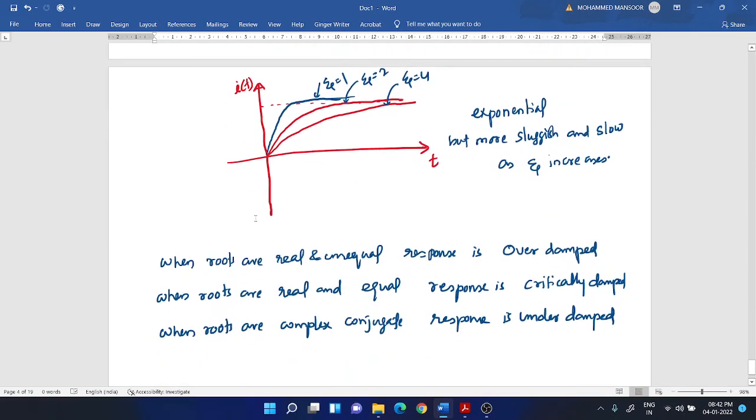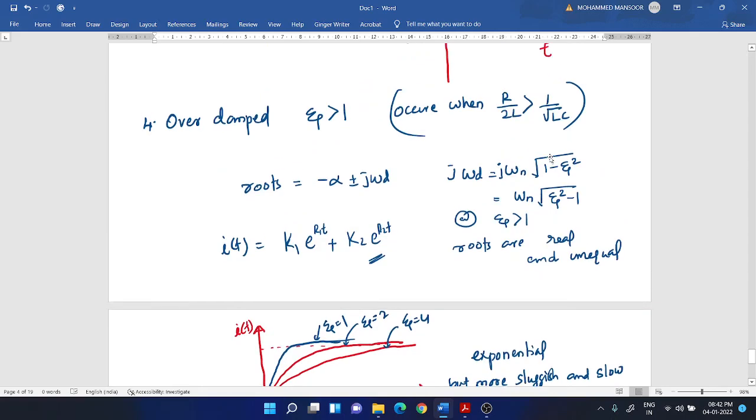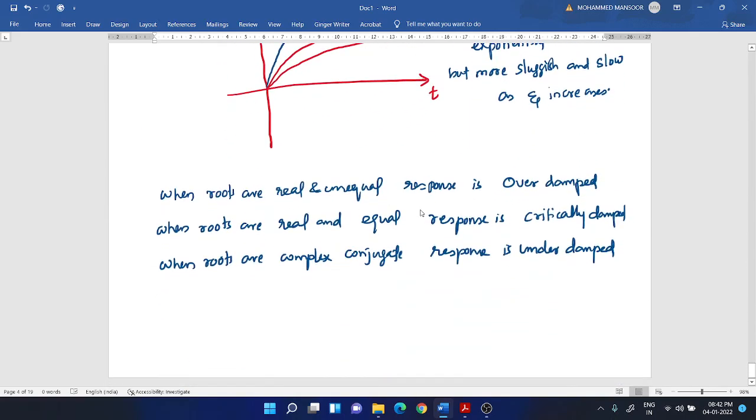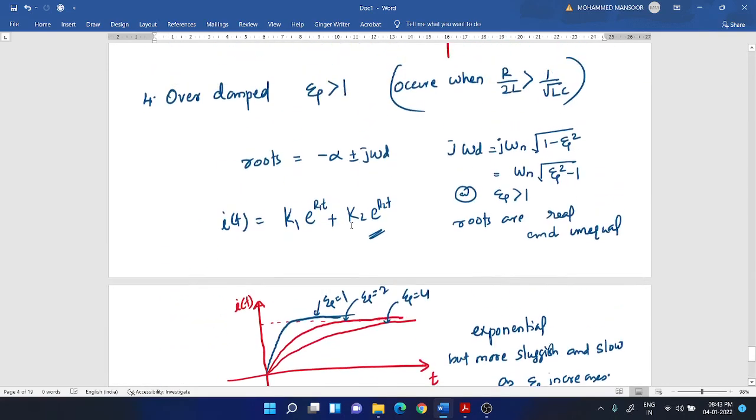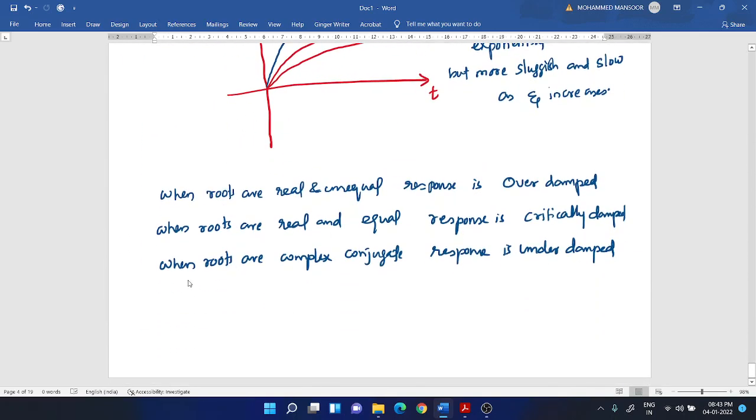So now we can conclude these three concepts. When roots are real and unequal, the corresponding circuit is an overdamped circuit. When roots are real and equal, it is a critically damped circuit. And finally, when roots are complex conjugate, the response is underdamped. For an overdamped circuit, theta is greater than 1. For a critically damped circuit, theta is equal to 1. And for an underdamped circuit, theta lies between 0 and 1. So this completes the derivation theory part of the RLC series circuit excited by a DC voltage source.